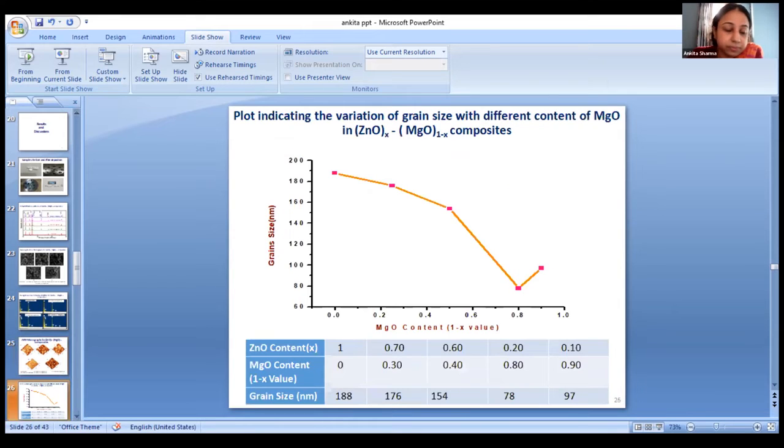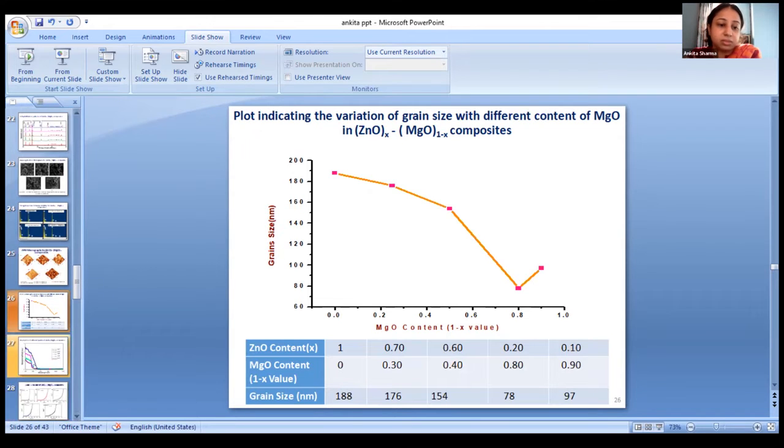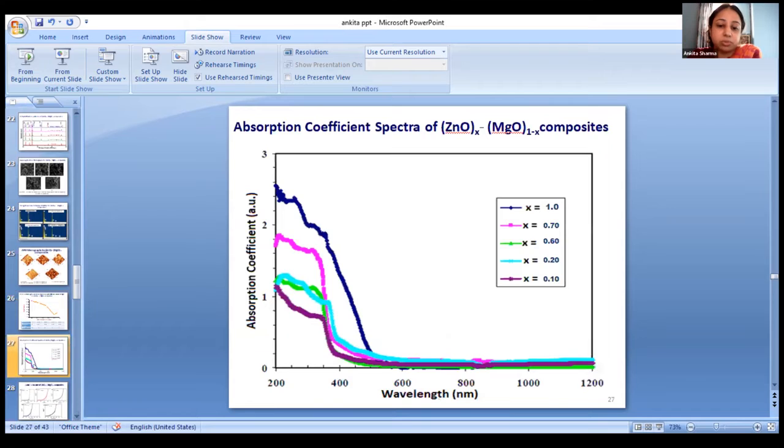Later, this is the graph between grain size and magnesium oxide content, where we can see that as the magnesium oxide content is increasing, the grain size is also increasing. This is the graph between the absorption coefficient and the wavelength for different compositions of the thin films.